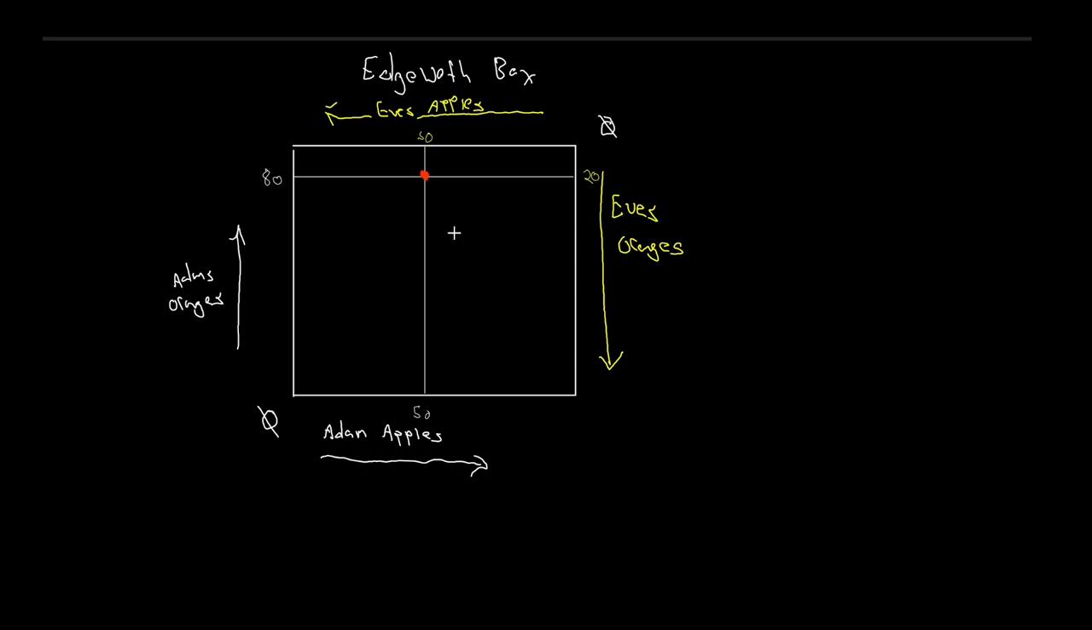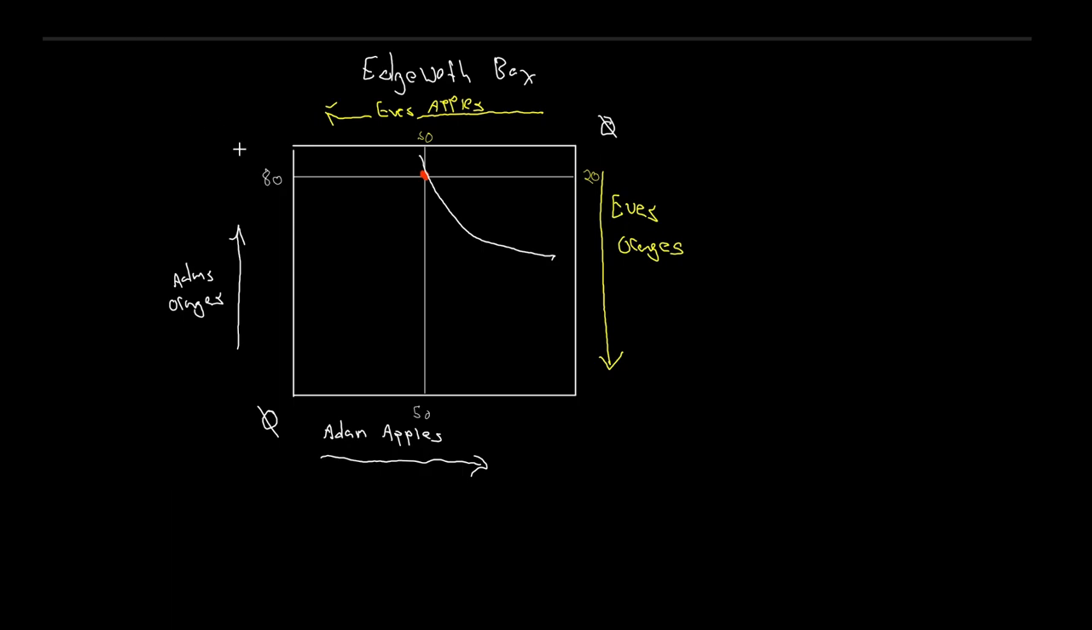Okay, with our Edgeworth box then, what we want to do is represent each of these agents in indifference curves, recognizing that Eve's indifference curve, or Eve's whole axis here, is just rotated. So to start off with Adam, we can say that Adam's indifference curve is going to pass through that point and then something like that, right? From Adam's perspective, if we moved this way, that'd be lower levels of utility for Adam. If we moved this way, this would be higher levels of utility for Adam.